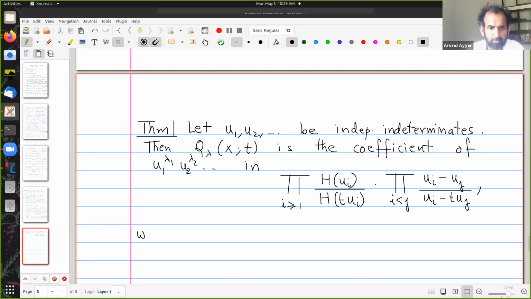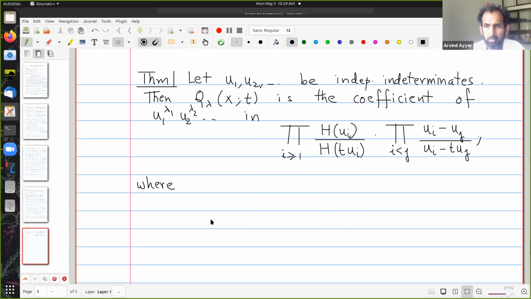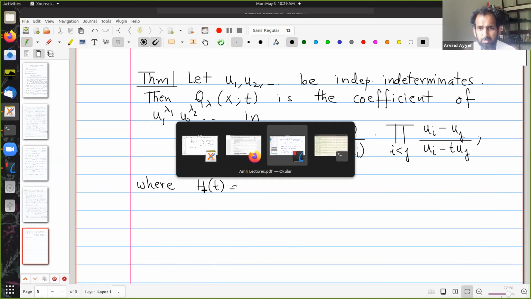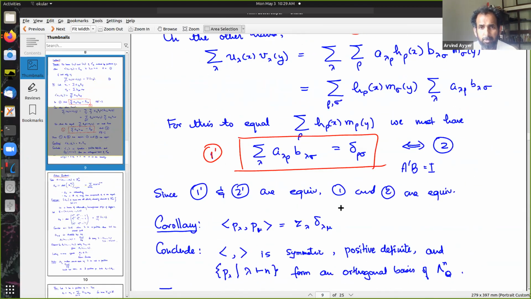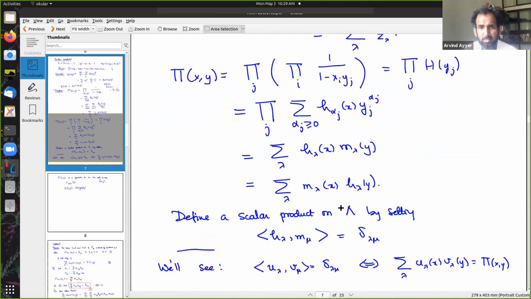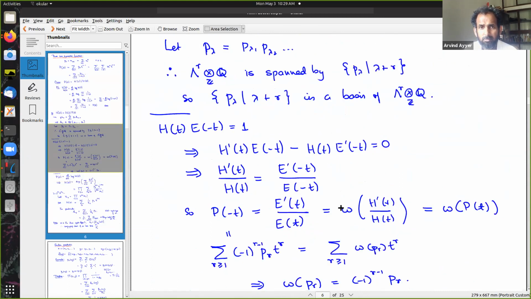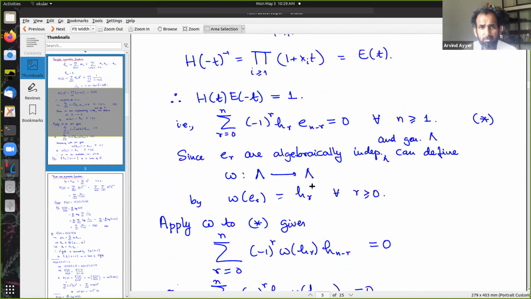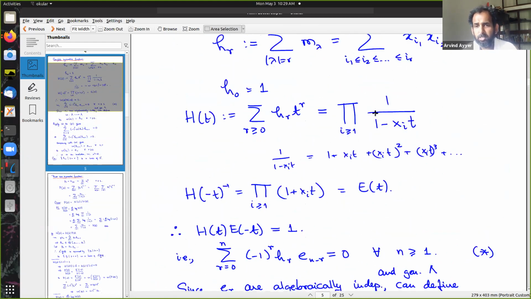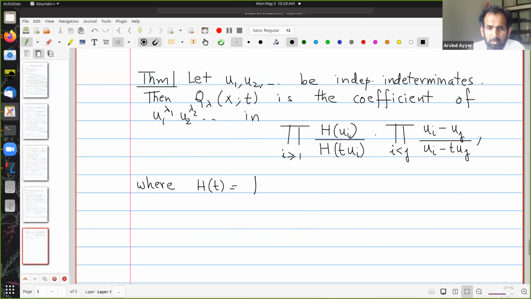Where h of t is the generating function for the homogeneous symmetric polynomials which Amri had defined in his first lecture, I think. Here it is. So it's a product over 1 by 1 minus x.